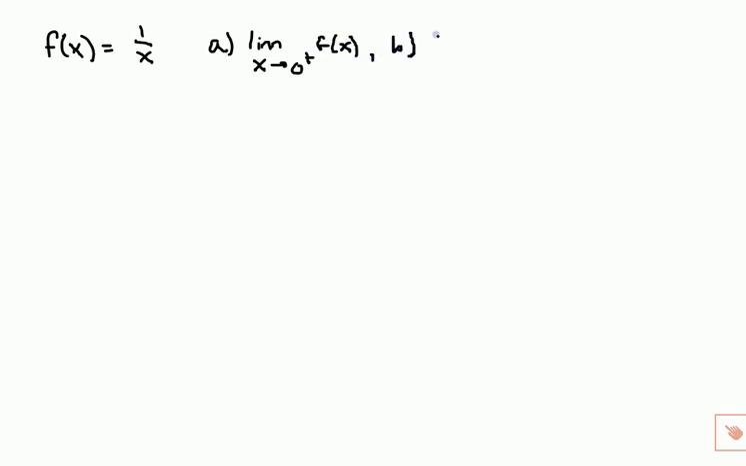In this video, we're going to look at the function f of x equals 1 over x. And what we're going to look for are 4 different limits. The first one is going to be the limit as x approaches 0 from the right of f of x. The second is going to be the limit as x approaches 0 from the left of f of x.